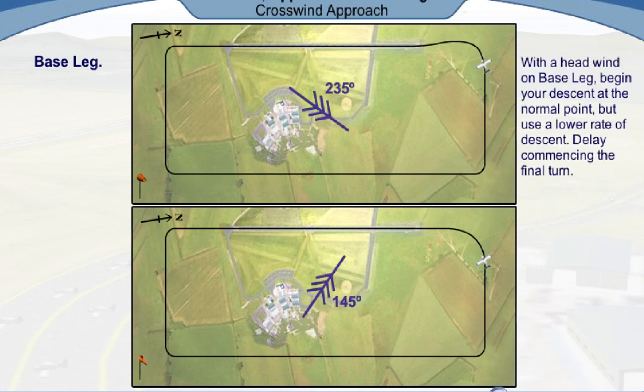With a headwind on the base leg, you can reduce the rate of descent and delay the turn onto final approach. If the wind is behind you, you will probably need to reduce power to start your descent earlier than normal. You'll also need to commence your turn onto final approach earlier. Beware of leaving your final turn too late, otherwise you may find that you have flown through the runway centerline and are forced into using excessive bank angles to line up with the runway.